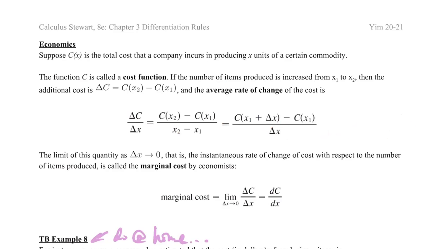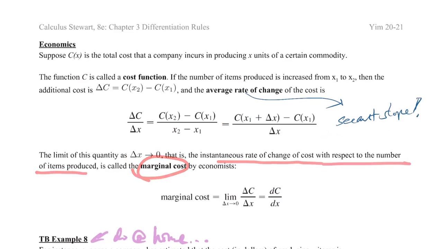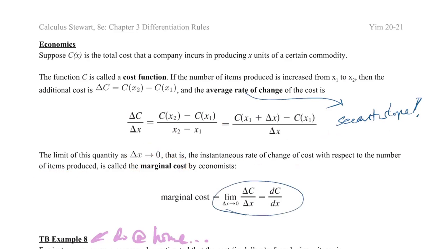So does that look familiar, guys? Yeah, this looks like a secant. It looks like a secant slope, doesn't it? Exactly. Secant slope, average. That's what we've been doing the whole time, right? Now, when we take that change of X to 0, guys, what happens? The instantaneous rate of change of cost with respect to the number of items produced is called marginal cost. Oh, the marginal cost is the derivative. Yeah, that was it, right? Marginal cost at that point is the derivative at that point.